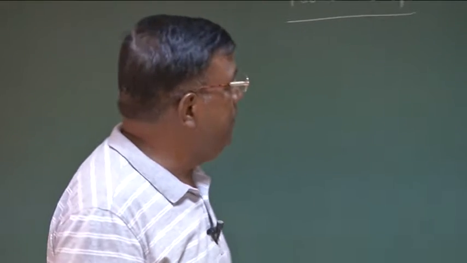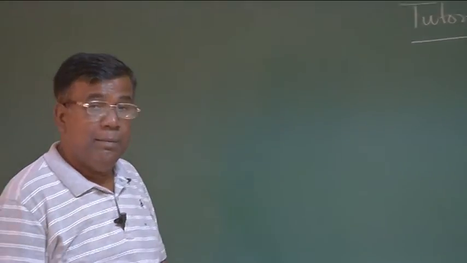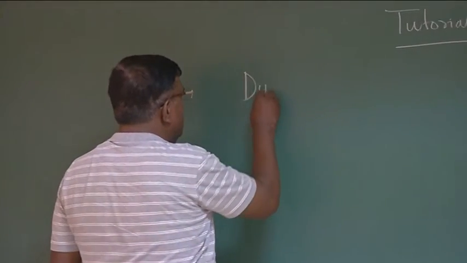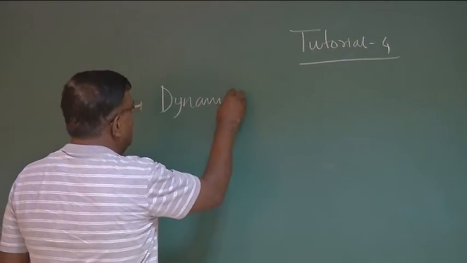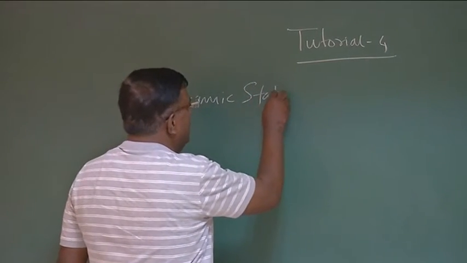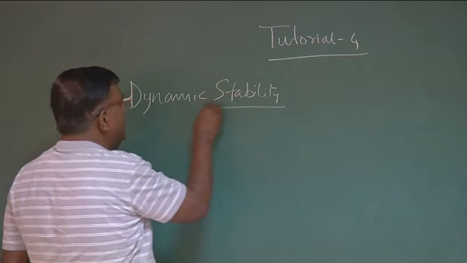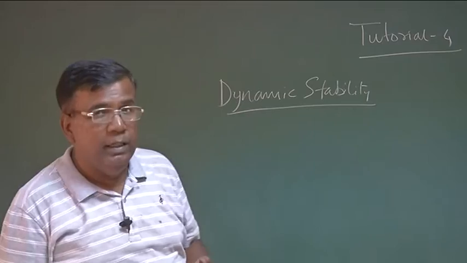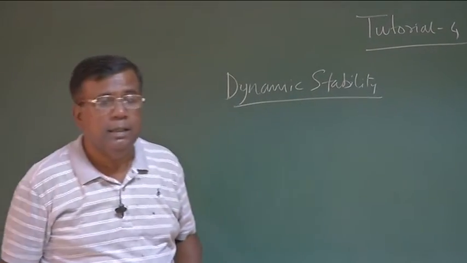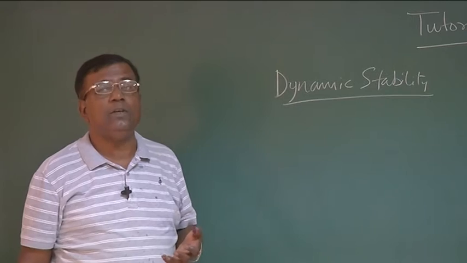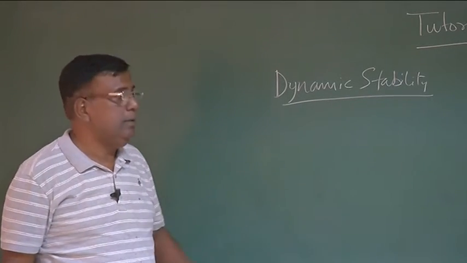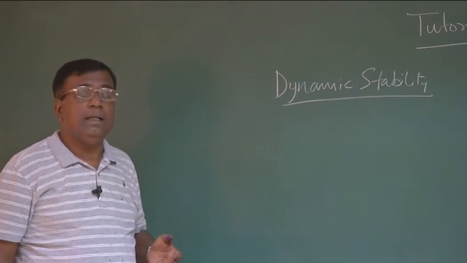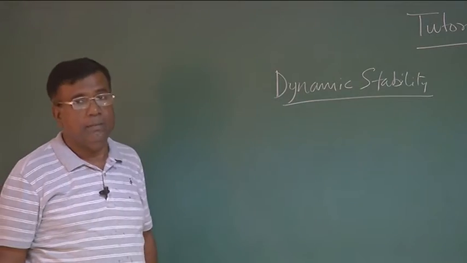Now, dear friends, let me discuss a few concepts from dynamic stability in tutorial 4. What was dynamic stability? For static stability, we realize that it is only the initial tendency that matters. If it has an initial tendency to come back to equilibrium, we say statically stable. But for dynamic stability, not only the initial condition, but in a finite time, it should come back to the equilibrium.